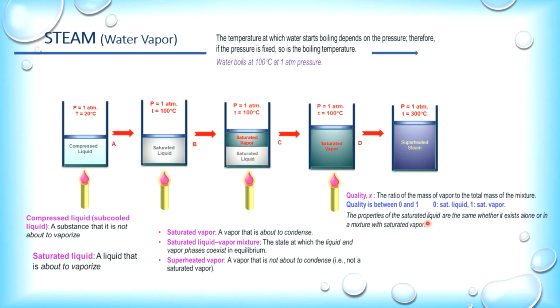The properties of the saturated liquid are the same whether it exists alone or in a mixture with saturated vapor. For any compressed liquid, we also don't measure X. For saturated liquid, remember X is equal to 0, because there is no dry steam or dry vapor or saturated vapor that exists in this phase.